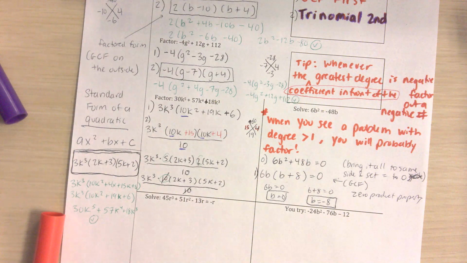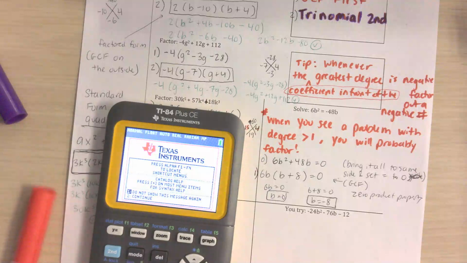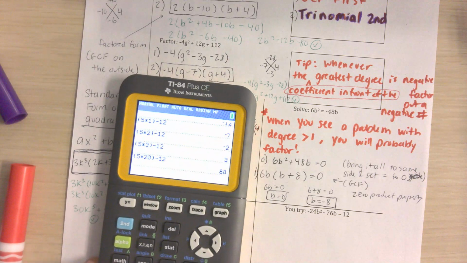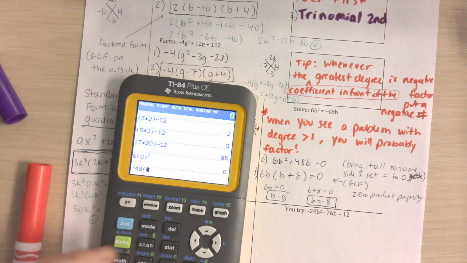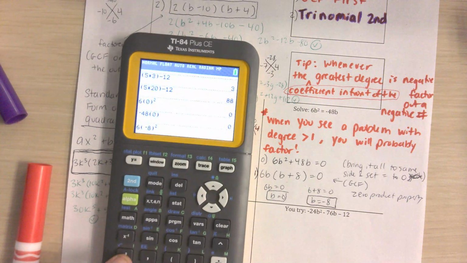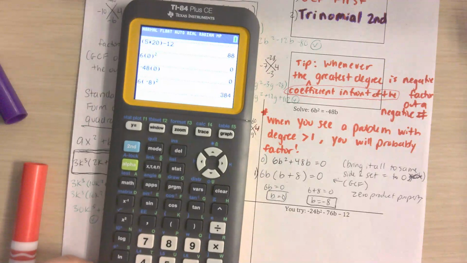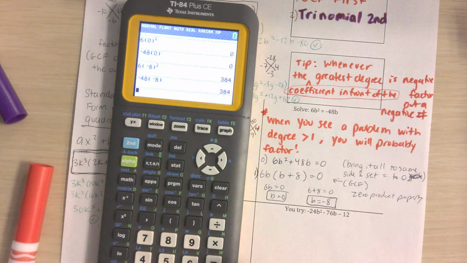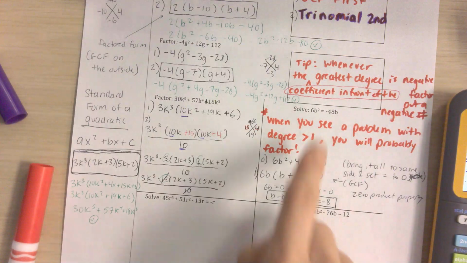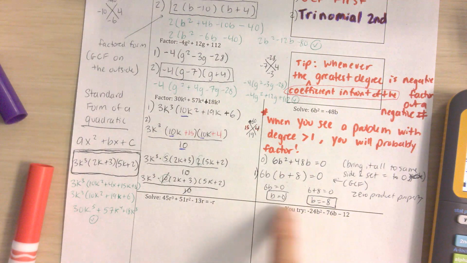And let's check it in our calculator just to prove to you. One of ours is 0. So we have 6 times 0 squared, which is 0, and negative 48 times 0, which is 0. So 0 works. Then let's try negative 8. We have 6 times negative 8 squared, which is 384, and negative 48 times negative 8, 384. So both of our answers worked, and that's how we can always check it with the calculator. You go back to the original problem and put both of those answers in.